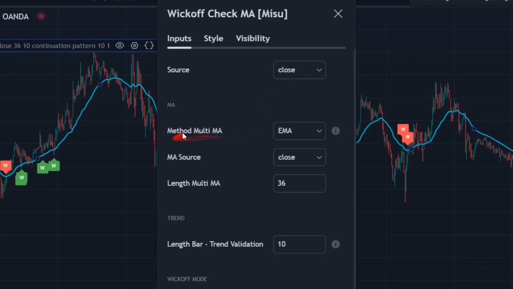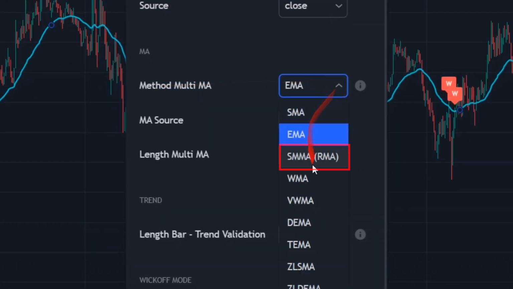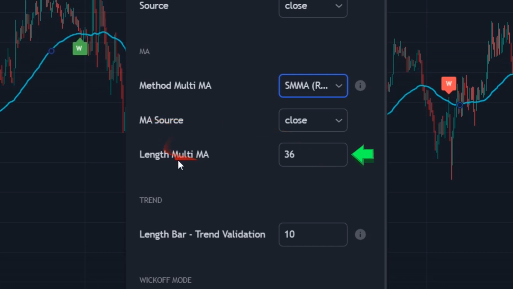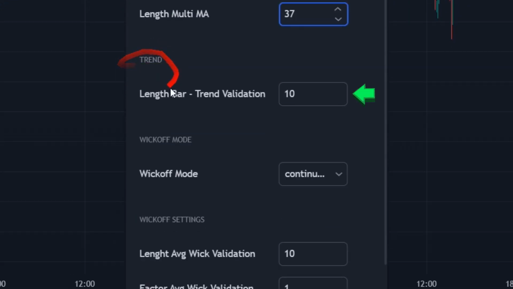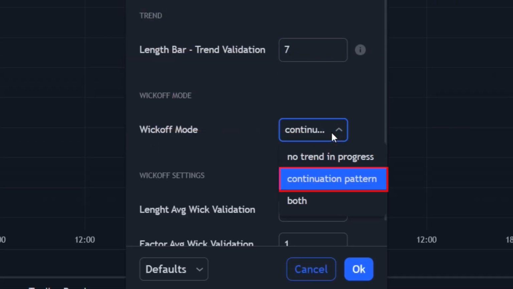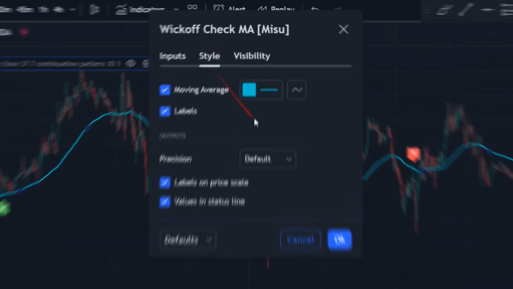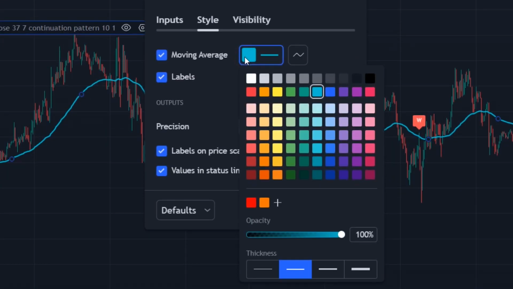Set the method multi-MA to SMMA and change the length to 37. Now in the trend section, change the length bar to 7 and set week of month to continuation pattern. Next, go to the Style tab and change the colors according to your preference.